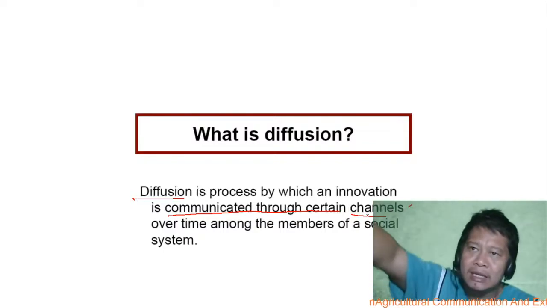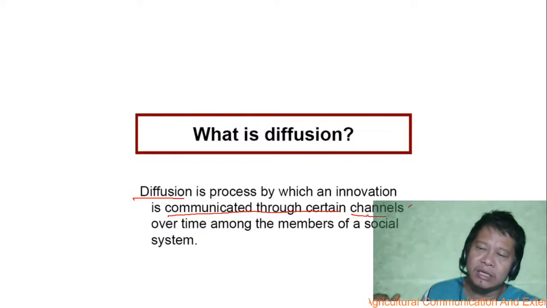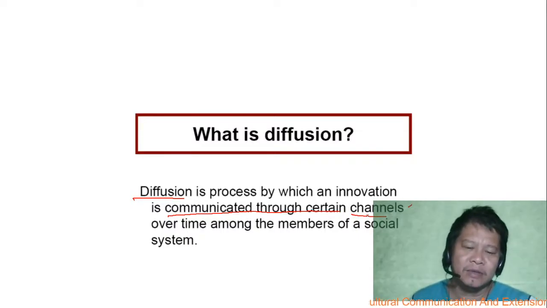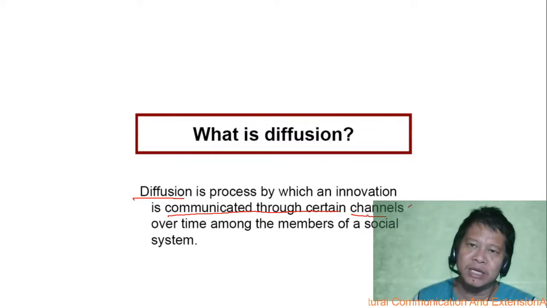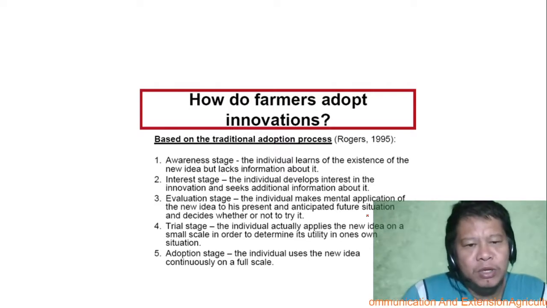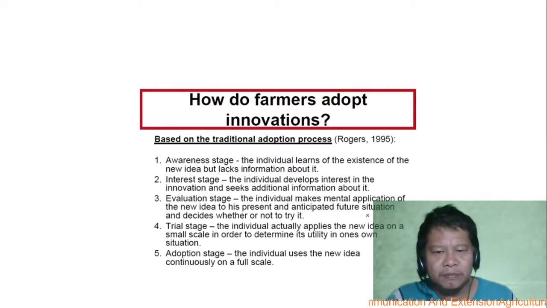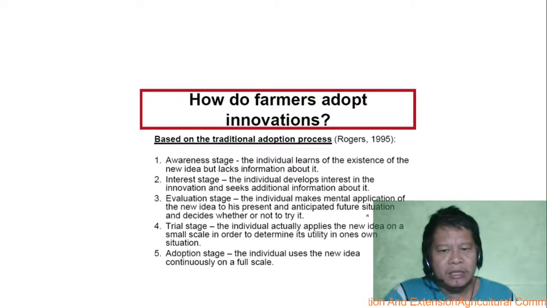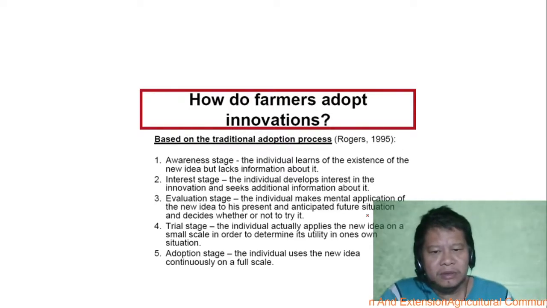So the technology spreads and is adopted by the majority through channels. It could be people as the channel, it could be mass media, radio, letters, many kinds of media. Then how do farmers adapt innovation? Based on the traditional adoption process according to Rogers in 1995, farmers adapt innovation in some stages, in the adopting process of the innovation.